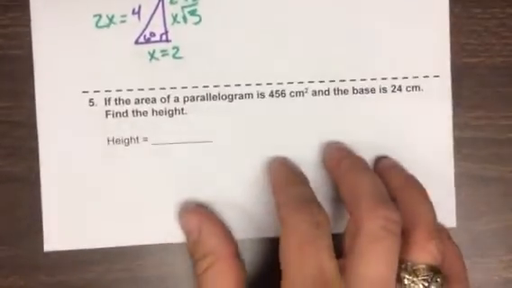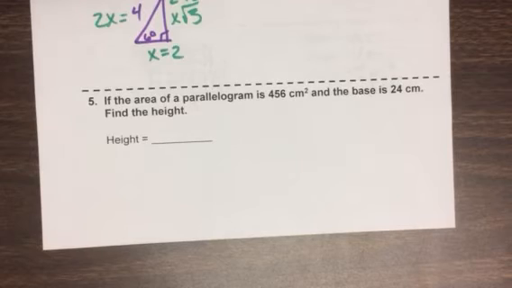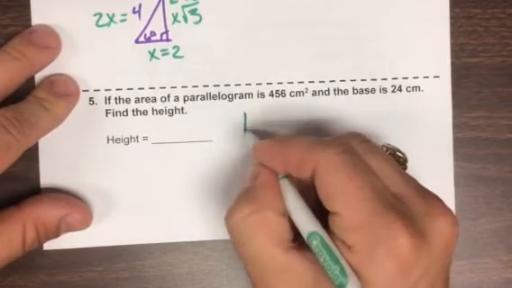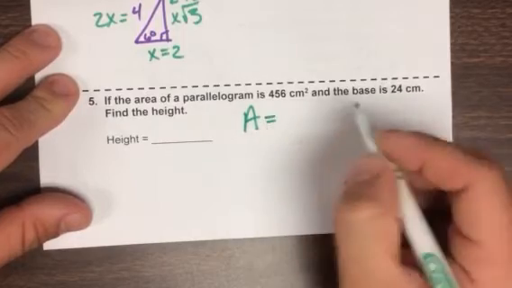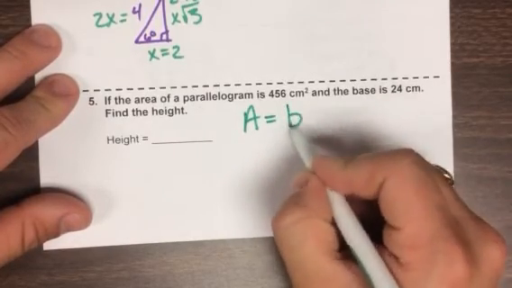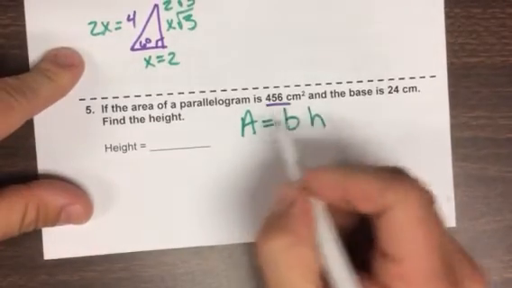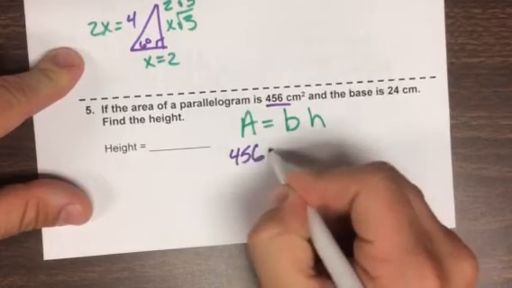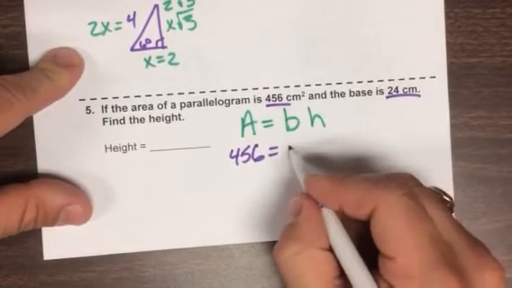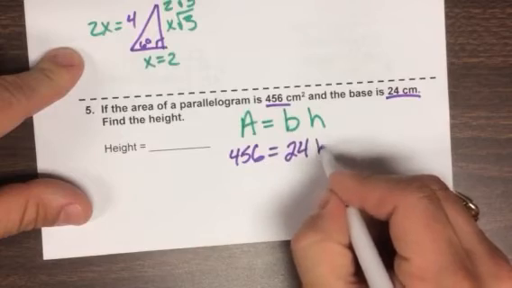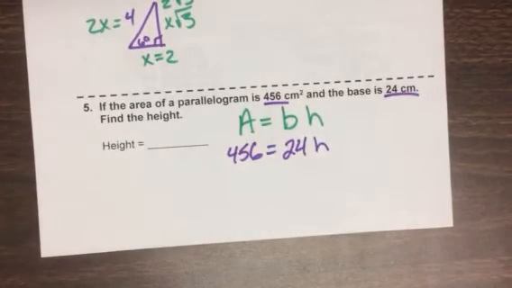And the last problem today. If the area of a parallelogram is 456 centimeters squared and the base is 24, find the height. Well, this should be pretty simple and straightforward when you look at it. The area of any parallelogram equals the base times the height. They gave us 2 pieces of information. They told us the area is 456. They told us the base is 24. All I got to do is find the height.